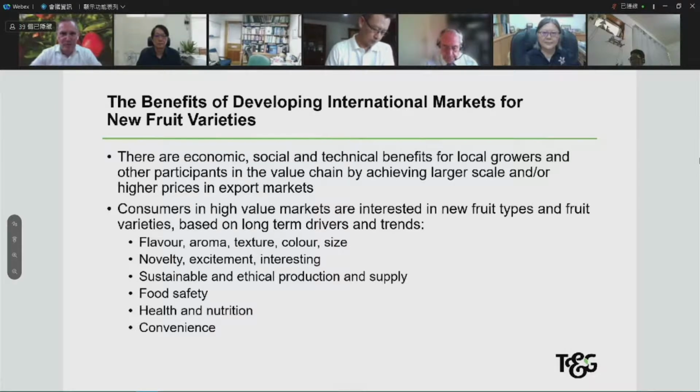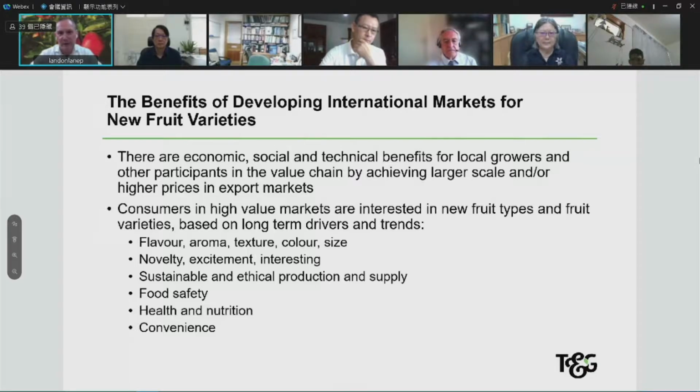So it seems like an obvious question, but why should we consider developing international markets for new fruit varieties? Basically, there are economic, social, and technical benefits for local growers and other participants in the value chain, both locally and internationally, by achieving the largest scale that can be obtained by supplying a new fruit variety in more than one market, more than just the market where it comes from. And this could be achieved in two ways.